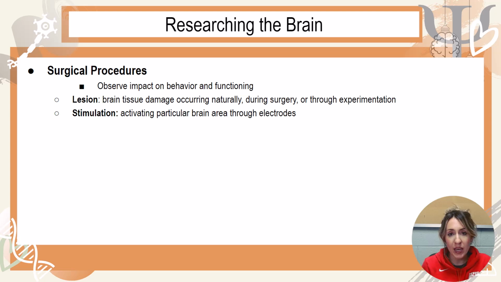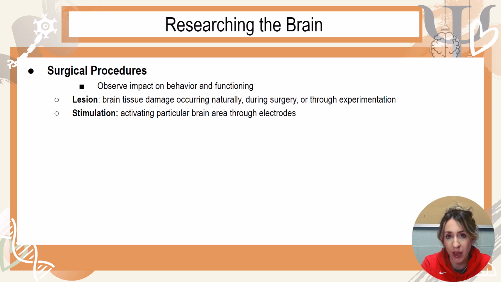The next way that we can research or study the brain is through different surgical procedures. Basically the idea here is that we impact the brain in some way and then observe that impact on either the behavior or the functioning. There are two different ways you can go about this. One is with lesions. We study how brain tissue damage that occurred either naturally or during surgery or through experimentation, where we can put electrodes in the brain that would lesion the brain or prevent neurons from sending messages. The other is stimulation. We use electrodes again, but in a different way. Instead of preventing the messages from being sent in a particular area, we stimulate messages to be sent in that area and see what happens to the person, right?